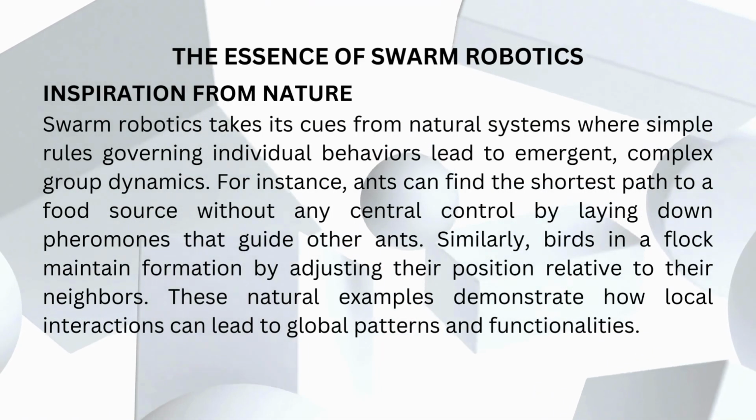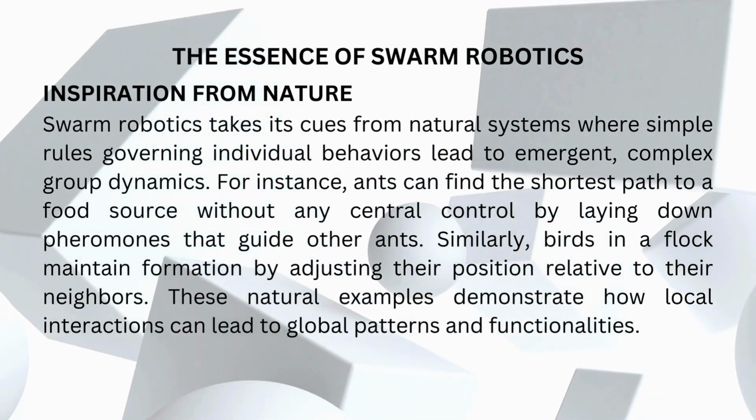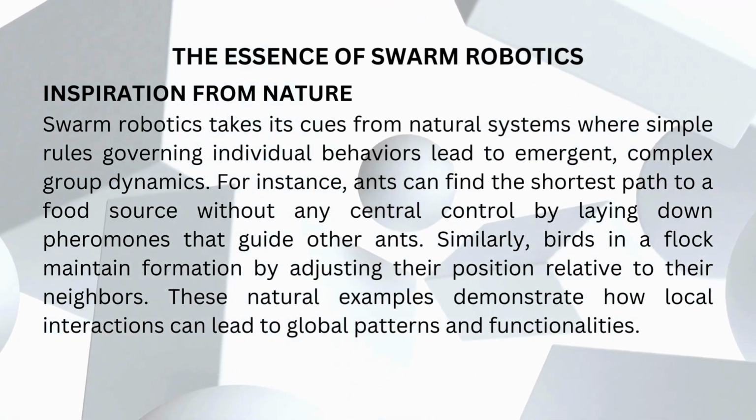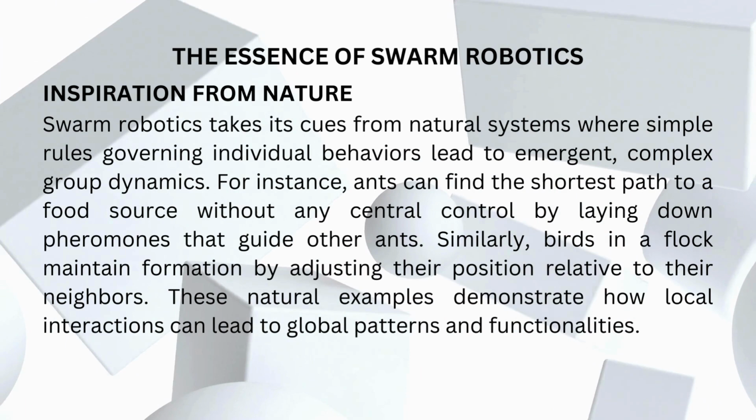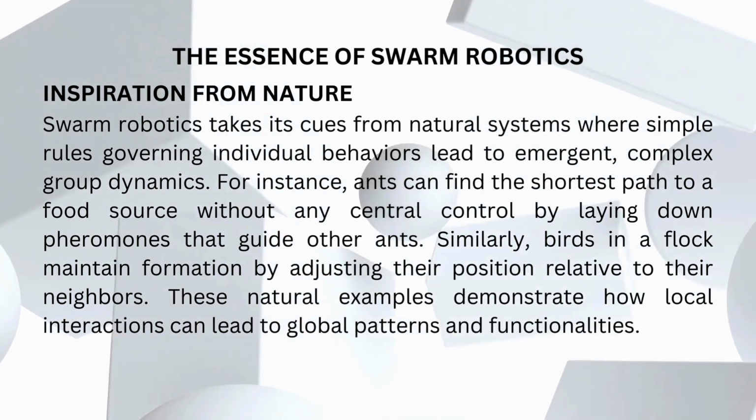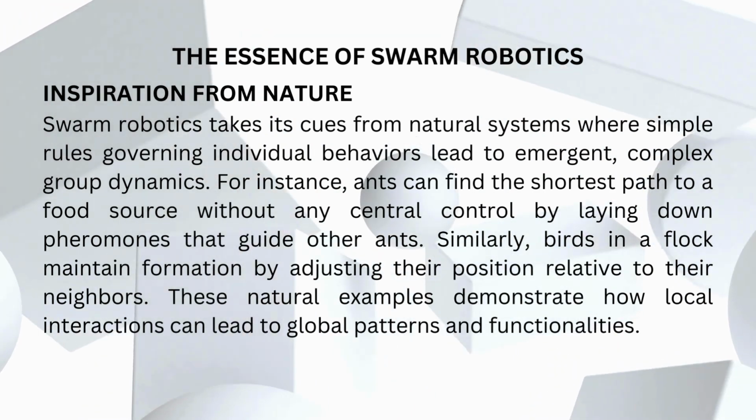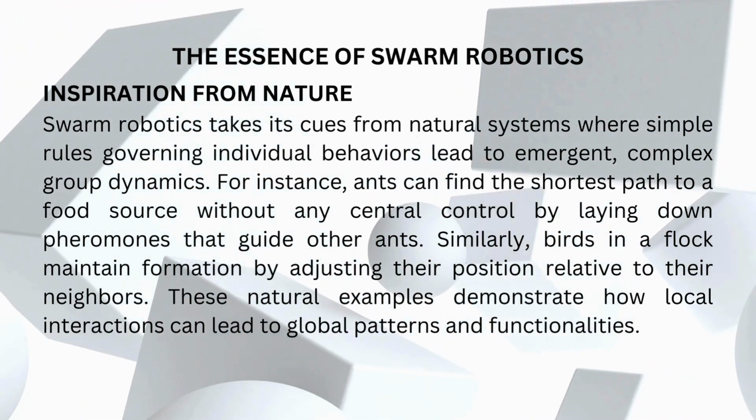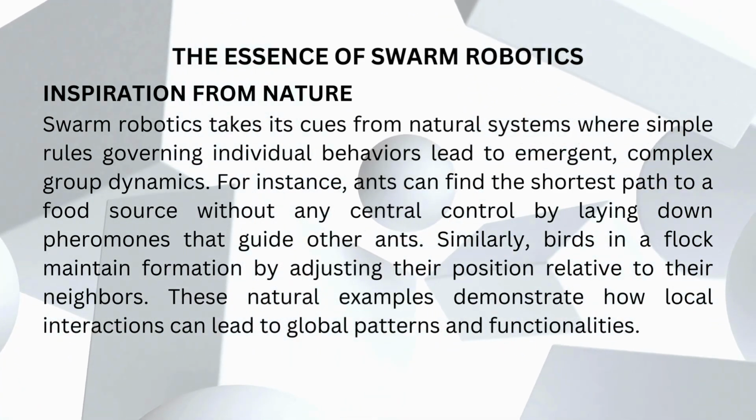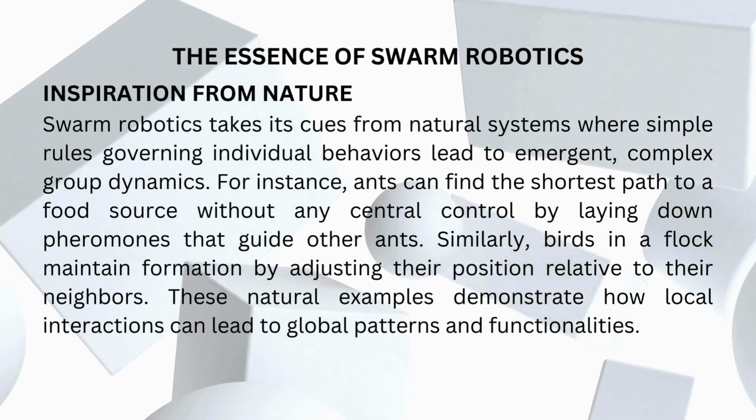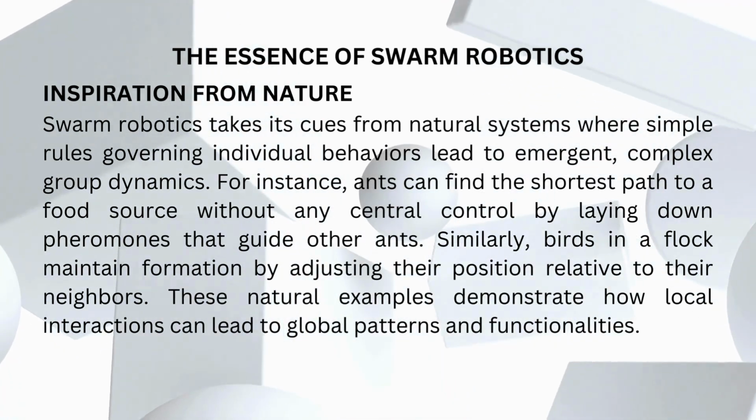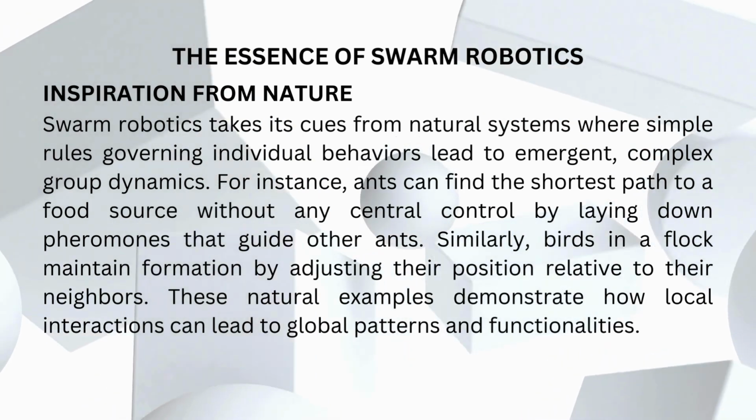The essence of swarm robotics. Inspiration from nature. Swarm robotics takes its cues from natural systems where simple rules governing individual behaviors lead to emergent, complex group dynamics. For instance, ants can find the shortest path to a food source without any central control by laying down pheromones that guide other ants. Similarly, birds in a flock maintain formation by adjusting their position relative to their neighbors. These natural examples demonstrate how local interactions can lead to global patterns and functionalities.